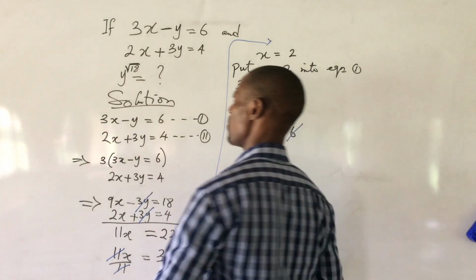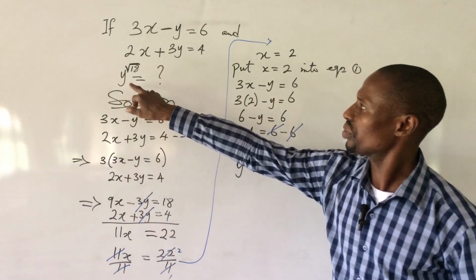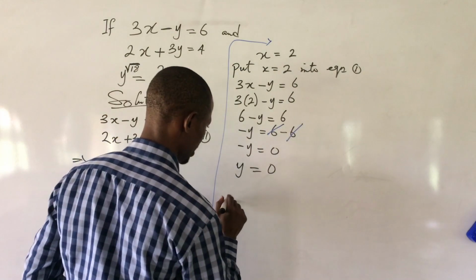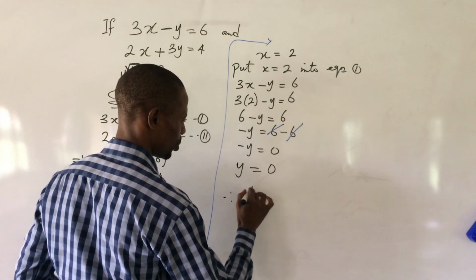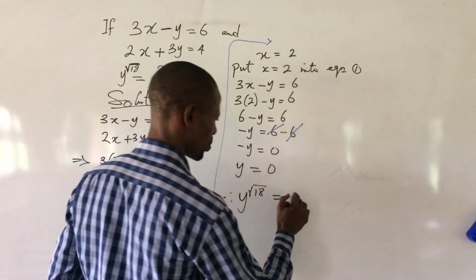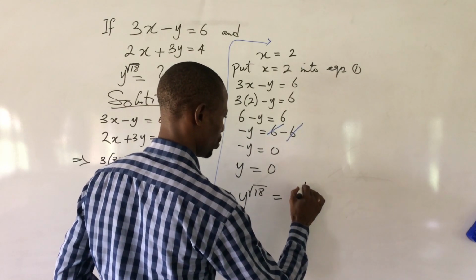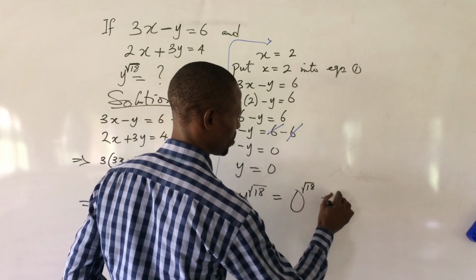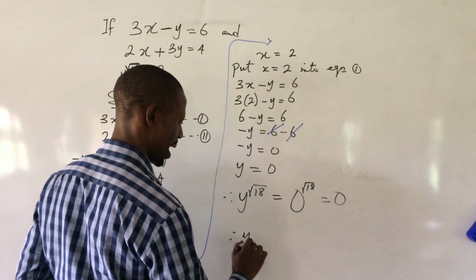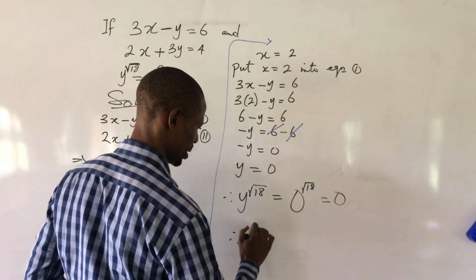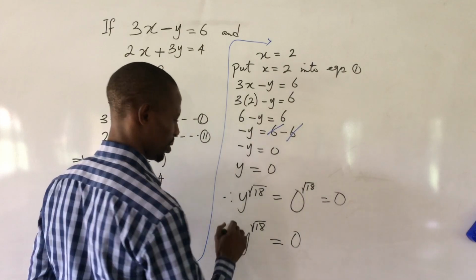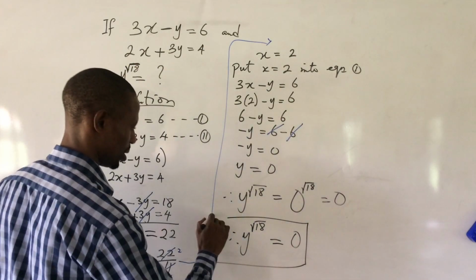All right. Now, let's go back to our question. It said we should find y to the power of root 18. So from here, we can say, therefore, y to the power of root 18 is equal to 0, because we are going to have here 0 to the power of root 18, which is automatically 0. So we can say, therefore, y to the power of root 18 is equal to 0. So this is the solution.